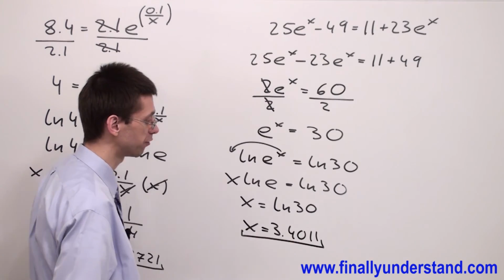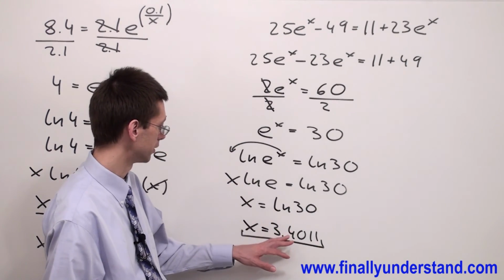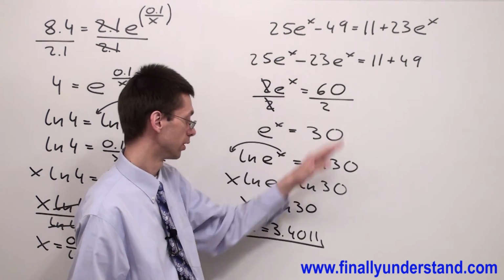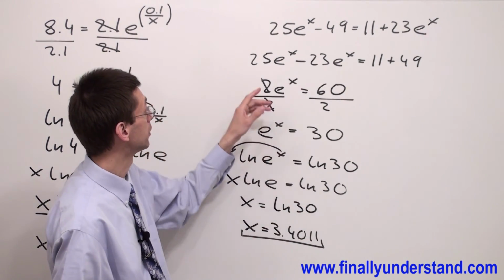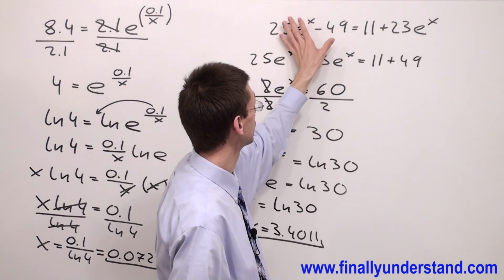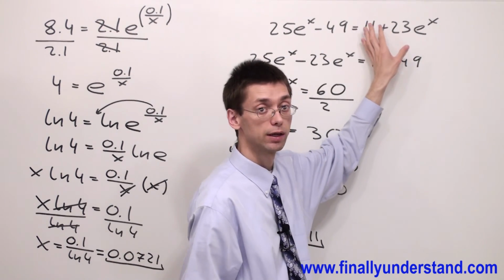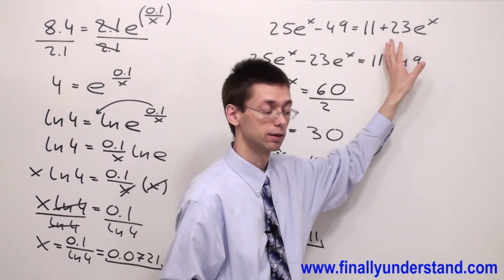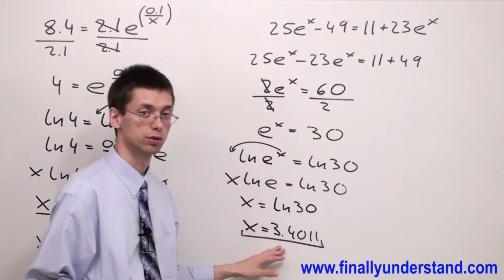If you want to verify that your answer is correct, simply replace the x in the original equation by 3.4011 and calculate the value of the left side of the equation, and after that calculate the value of the right side of the equation. Left side is supposed to be equal to the right side. If the left side is equal to the right, means this is the solution to the problem.